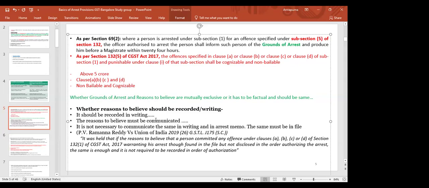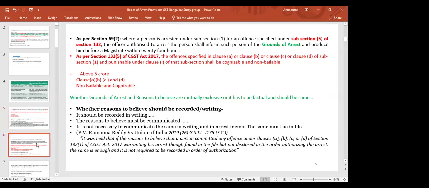And basically, it cannot be something oral. It should always be in writing. It should be communicated if required. Otherwise, it is not necessary to communicate in the arrest memo, but it will be available in the file. So that is one aspect I was able to read when I was reading 69(1) and 69(2).